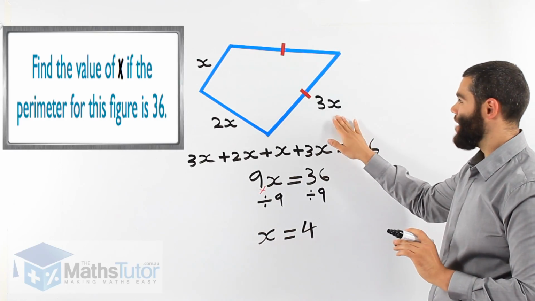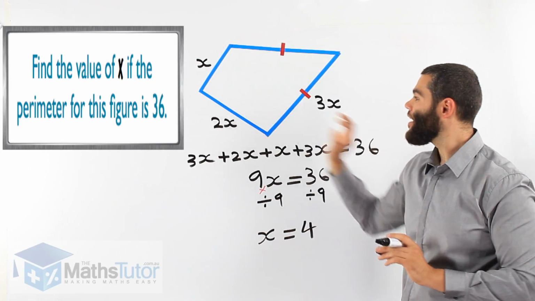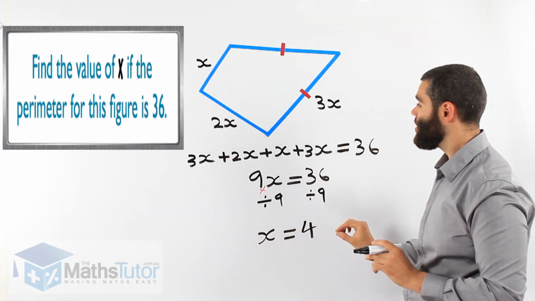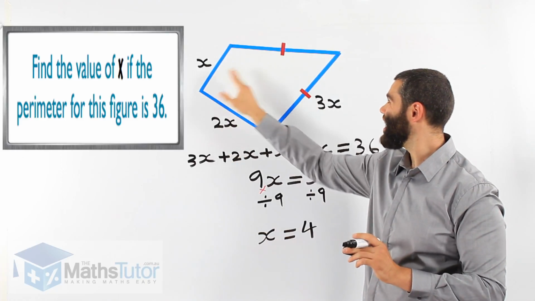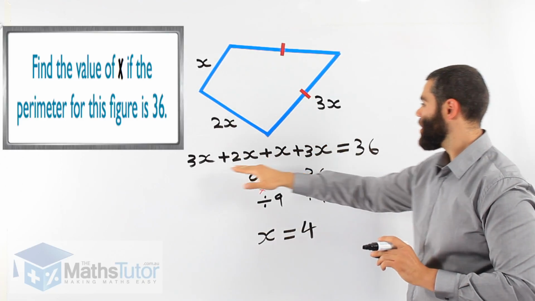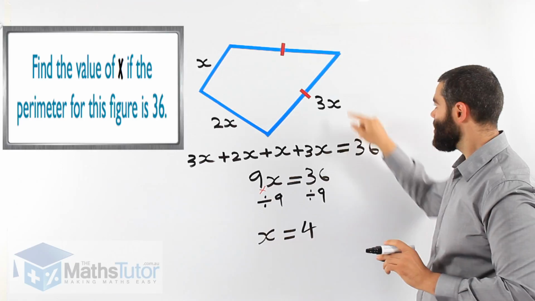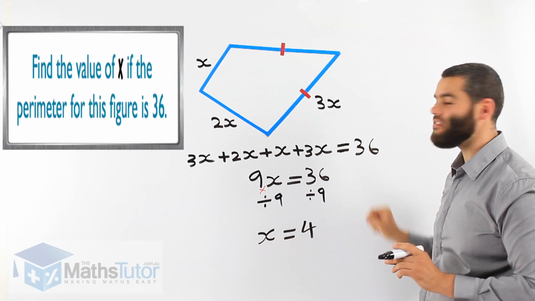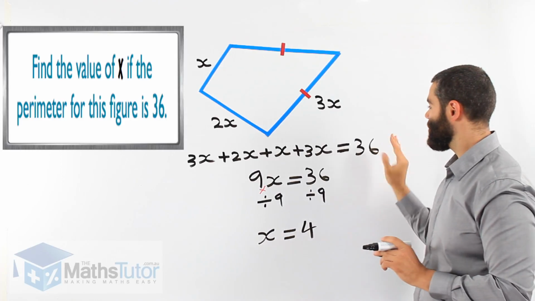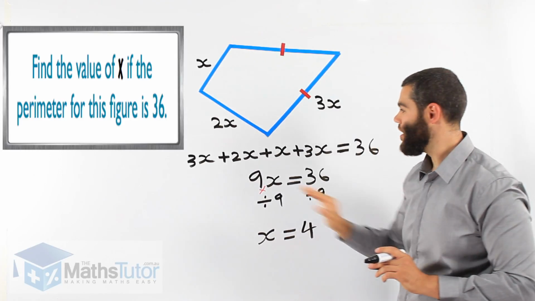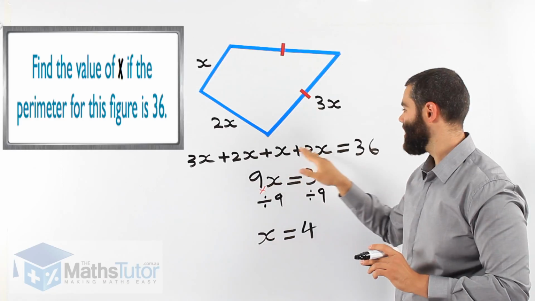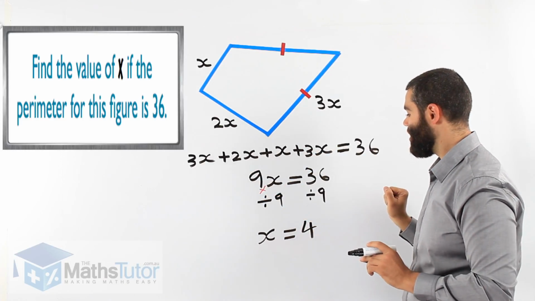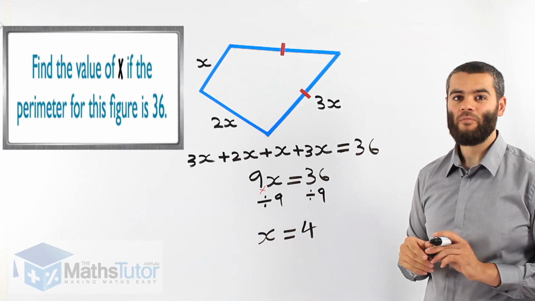So we have the diagram. From the diagram, we look closely, we make sure we have every single side. Yes, we do: 3x, 2x, x and 3x. And we create our equation. This plus that, plus that, plus that, all together will equal 36. If they all equal 36, let's simplify it further. 3x plus 2x plus x plus 3x, 9x altogether. Divide by 9, x is going to be 4.